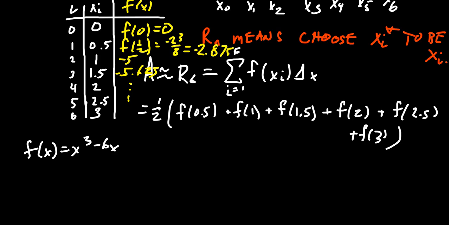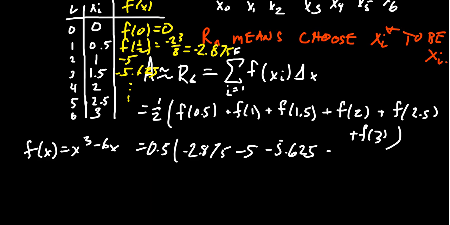So as we do this calculation, we're going to have 0.5 in front. And like we said, f of 0.5 was negative 2.875. We just evaluate the function at 1/2. And then we subtract 5. That was f of 1. F of 1.5 was negative 5.625, like we said earlier. If we do f of 2, we get negative 4. If we do f of 2.5, we're going to get positive 0.625. And then lastly, we're going to get f of 3, which is equal to 9.